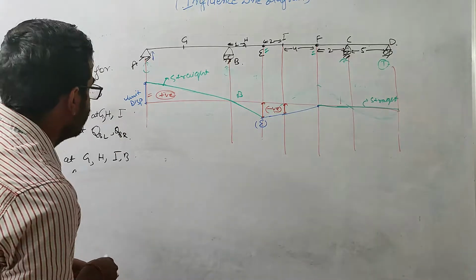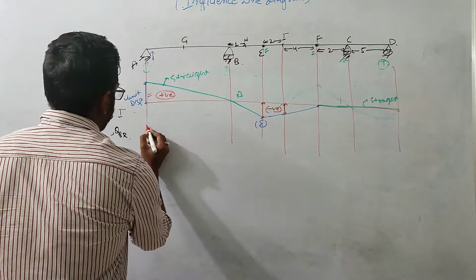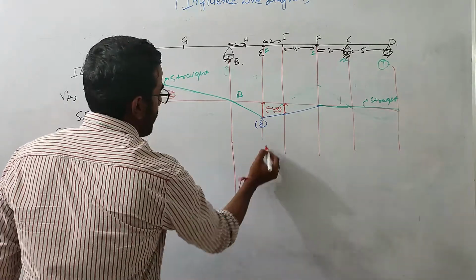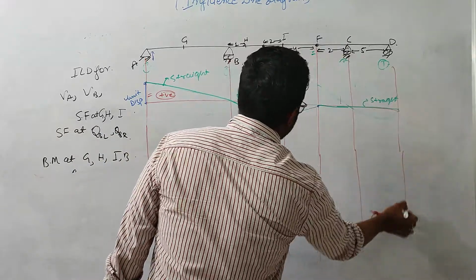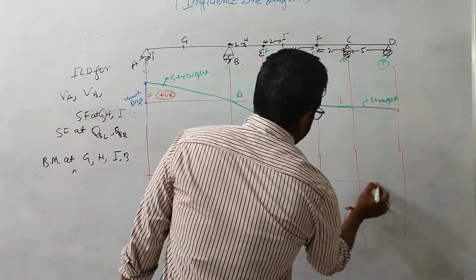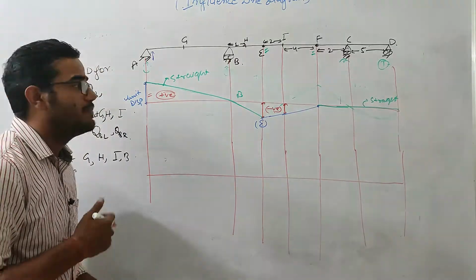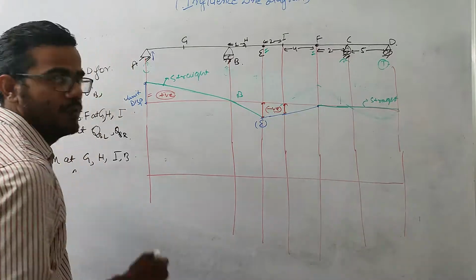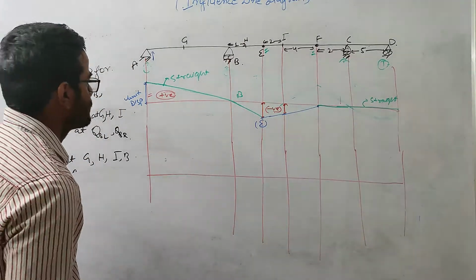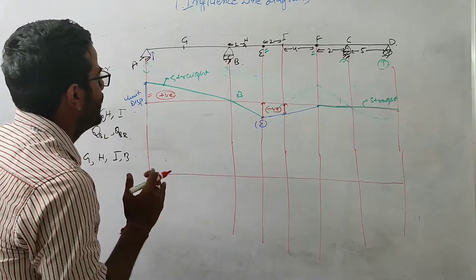Now we'll see what will be the ILD for the vertical reaction at point B. Basically, in this Müller-Breslau law, you must know how the beams are deflecting. That is the most important thing, right? This thing you will learn with practice. Now we need to find what will be the ILD for the B reaction.